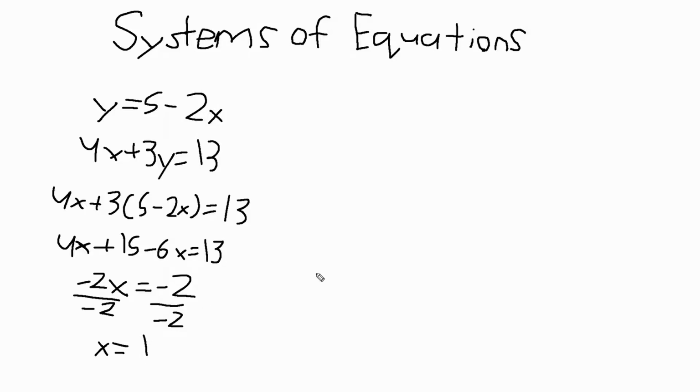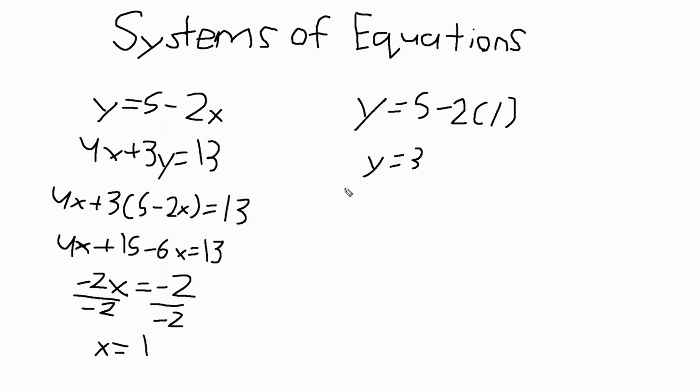So now that we have done that, I am going to be substituting the x over here for 1. So we're going to rewrite this. y equals 5 minus 2 times (1). We can do this because we know that 1 is equal to x, and that'll make it easier to solve for y. So now we just need to solve this, and we get y is equal to 3, because 2 times 1 is 2, and 5 minus 2 is 3.